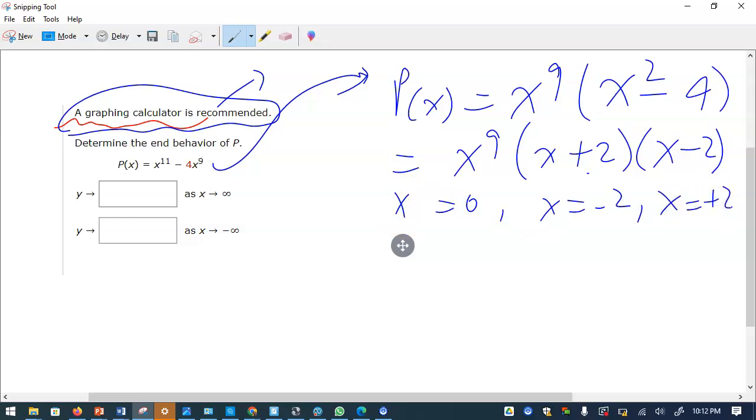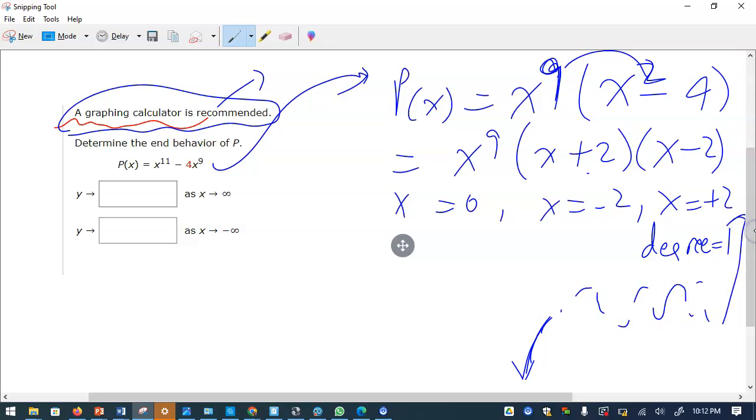And so what is the degree? This is 9 here and this is 2. Together, 9 plus 2 is 11. So the degree is 11. What does that mean? It is down, and somewhere something is happening, and then it goes up. So that's the meaning of that.